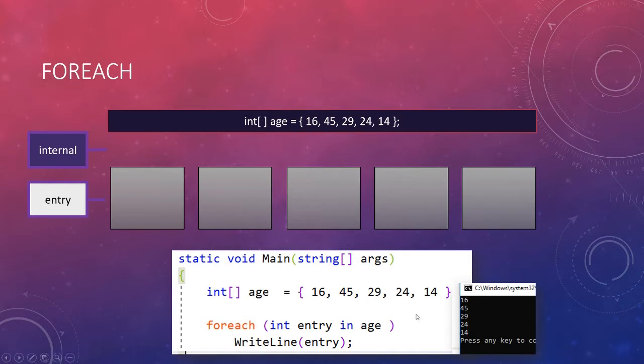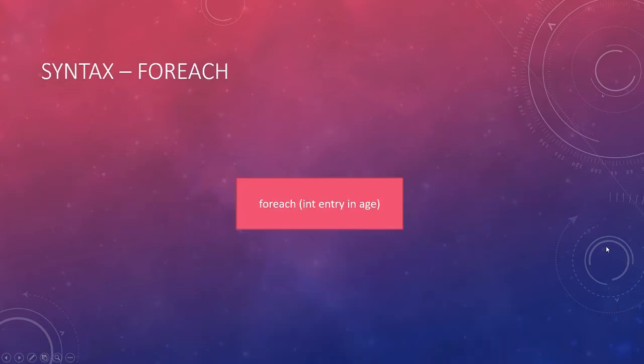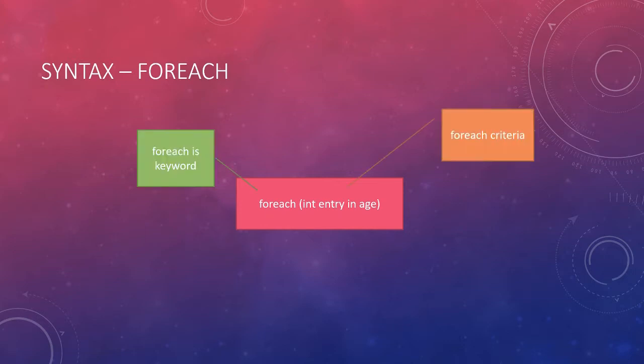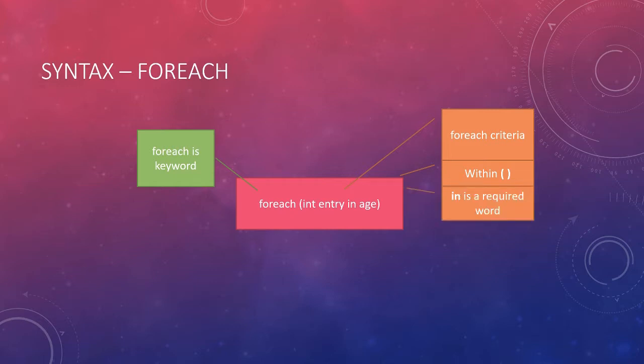Now we end up in the end with the same output as we had earlier, just a list of all of the array entries. The for each loop has specific syntax. For each is the actual keyword that we've got to use. And then we have the for each criteria, and that criteria is enclosed within parentheses. And in our criteria, the word in is required, and it specifies how we're going to process this data.